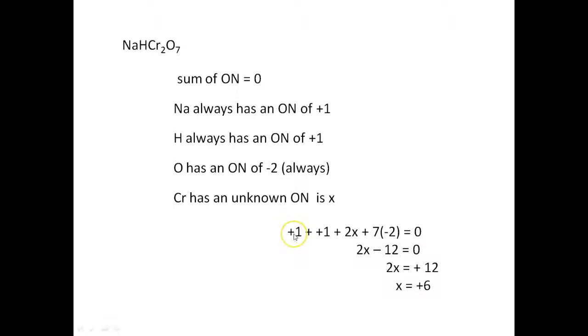Plus 1 from my sodium, plus 1 from my hydrogen, plus 2x, because I have 2 chromiums of which I don't know the oxidation number, plus 7 times the oxidation number of each of the oxygens will be equal to 0. So I can add it all up, and I get 2x minus 12 is 0, so x is equal to 6. So chromium's oxidation number in this case is +6.